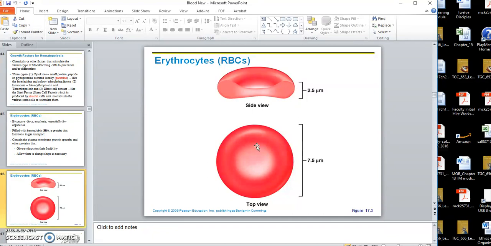But if a red blood cell is below 6 micrometers, then it's considered microcytic. If it's above 9, it's considered macrocytic. So about 6 to 9 on the cross section.